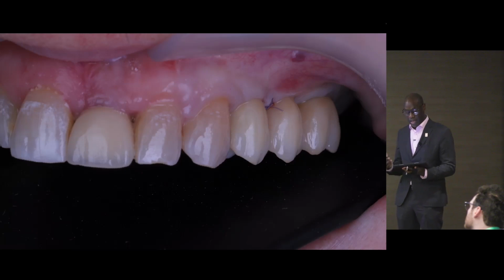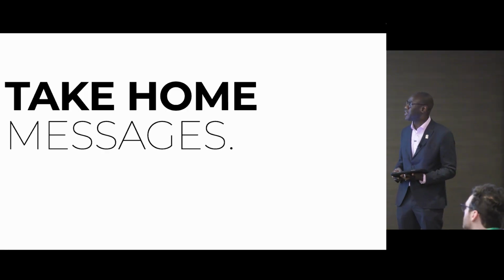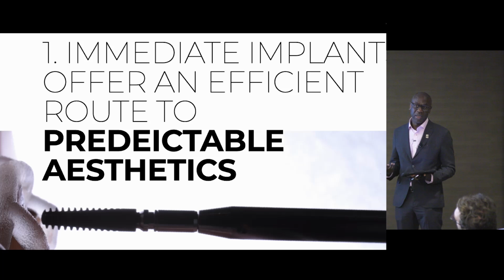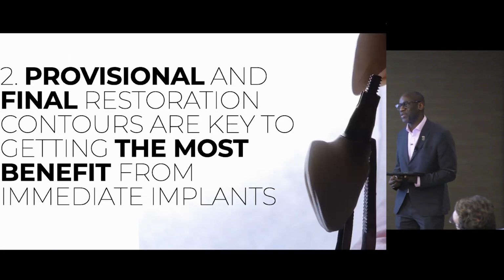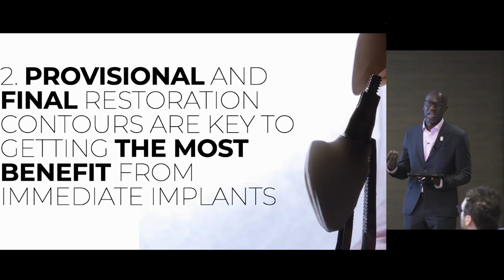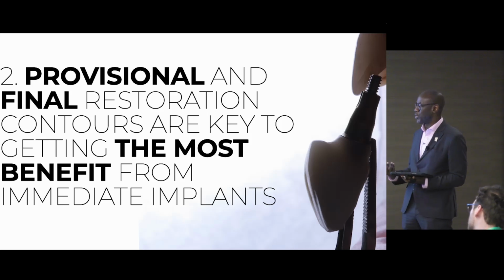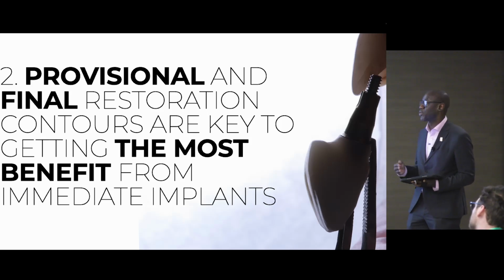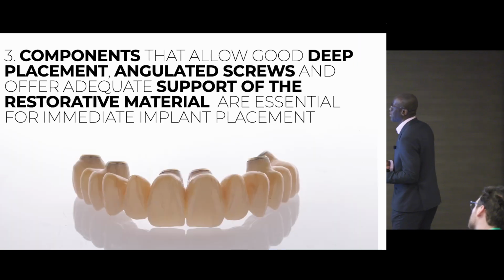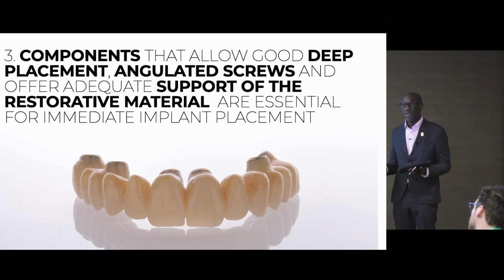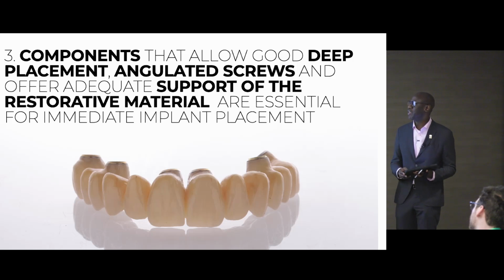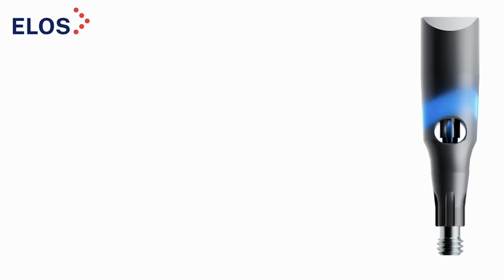So again, the take-home messages from our side are, the first is obviously we can use immediate implants and we're going to get really, really good aesthetics from there. But I think the key parts are the provisionals. We've talked through the importance of the provisionals, how we shape them, the materials that we use around there, and the contours, making sure that everything is going to work to our benefit. And having the components that allow deep placement, angulated screws, and offer adequate support for the immediate loading process and placement is really, really critical and key. And Steve, this is over to you.